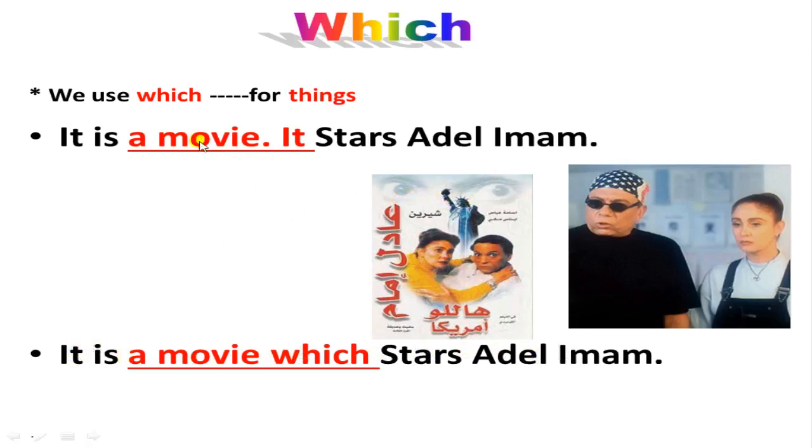What is the repeated word? A movie? It. So it's a movie. This movie stars عادل إمام. It's a movie. It means this movie. So we delete it. We put which. It's a movie which stars عادل إمام. We delete it and we put which.